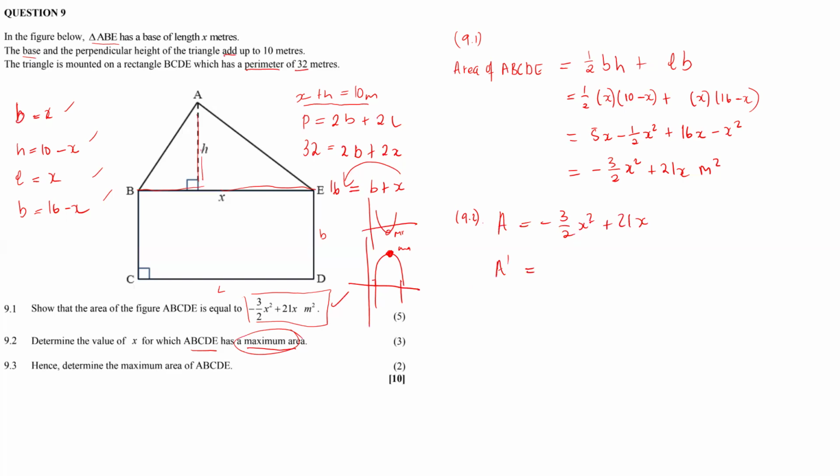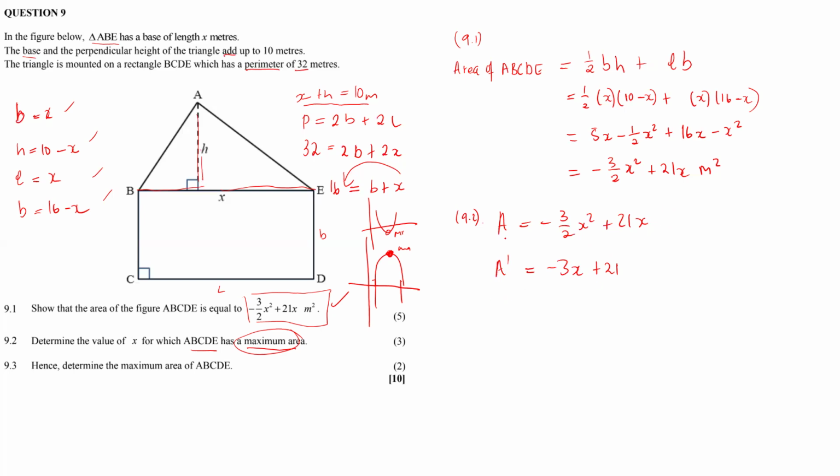So the first derivative, when we derive with respect to x, we multiply the exponent with the coefficient. So we're going to say 2 multiplied by negative 3 over 2. That will give us negative 3. Subtract 1, we have x to the power of 1. Then the exponent is 1, multiplied by 21, that will give us 21. Subtract 1 will be 0, and anything to the power of 0 will give us 1. Now, this is the first derivative of this curve, the parabolic function or the area, right?